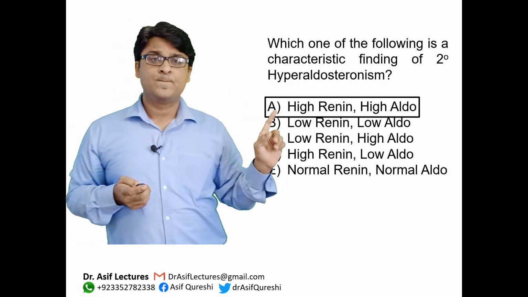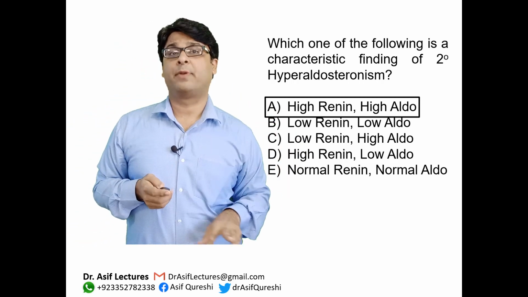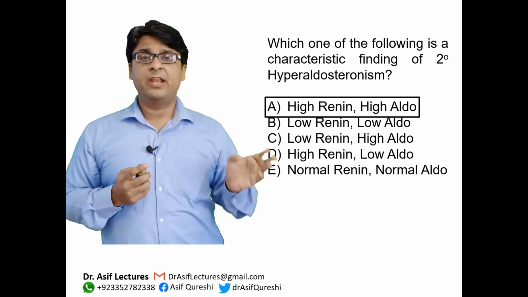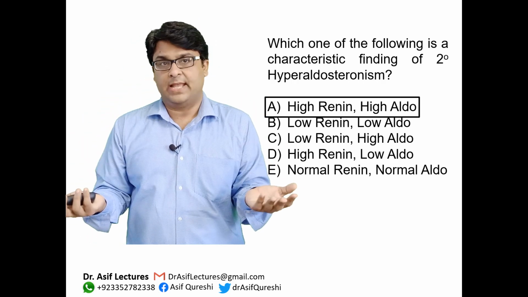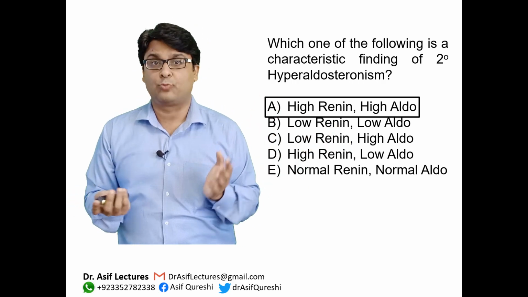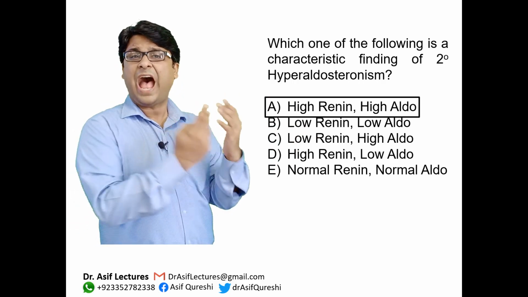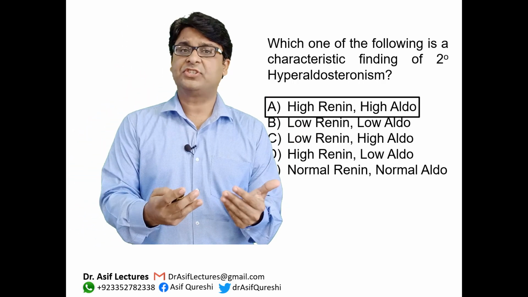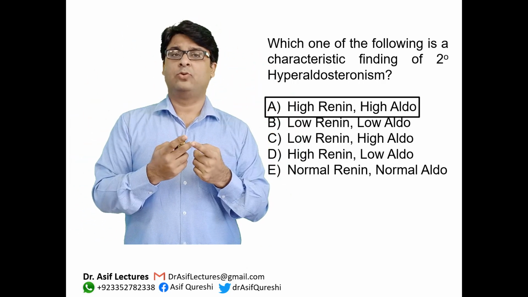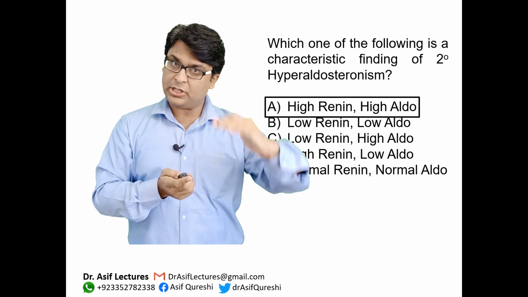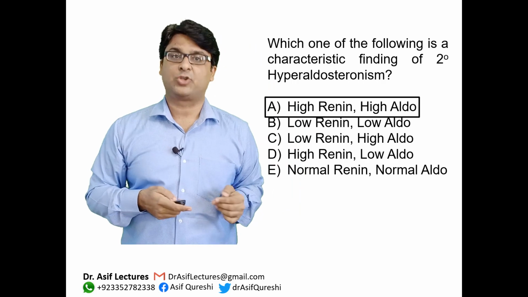C is the typical scenario for primary hyperaldosteronism. High aldo, low renin. And D, high renin and low aldo. Again, low aldo doesn't make sense, because this is a hyperaldosteronism question. And E is absolutely out of the question. So see how easy it is to approach the question? Read the clinical scenario, try in your head to figure out what exactly is happening, and then read the options, and then pick the best option.